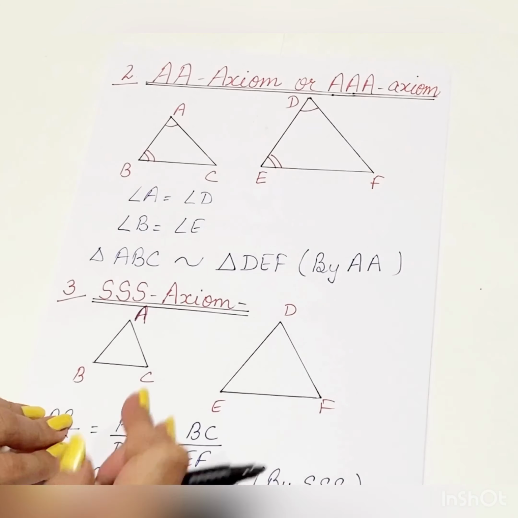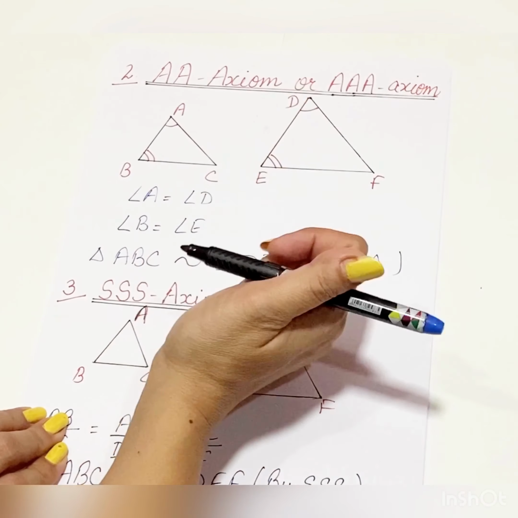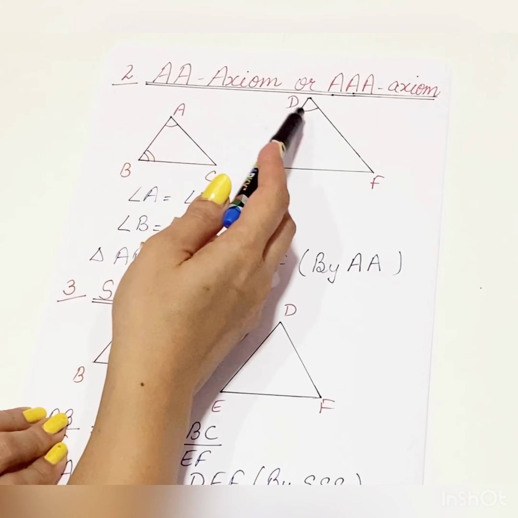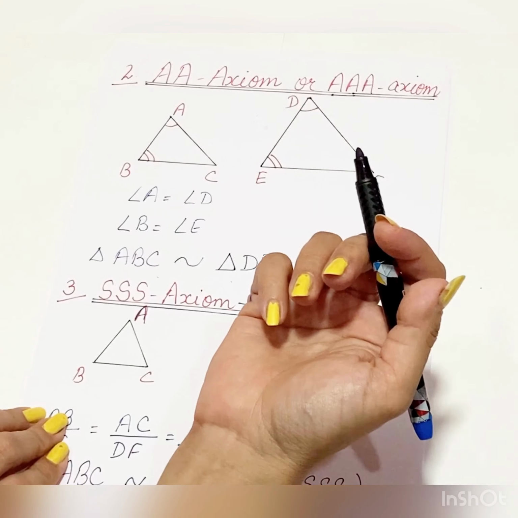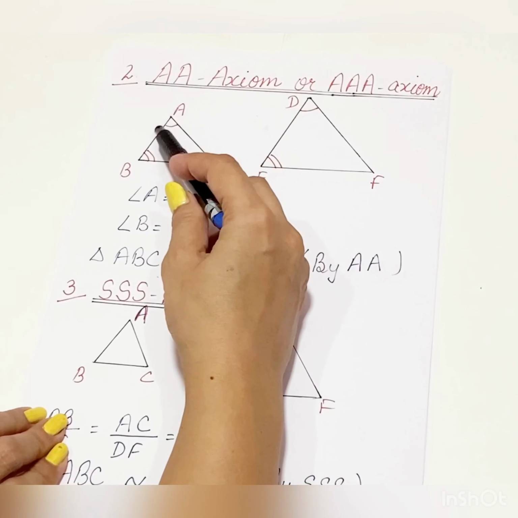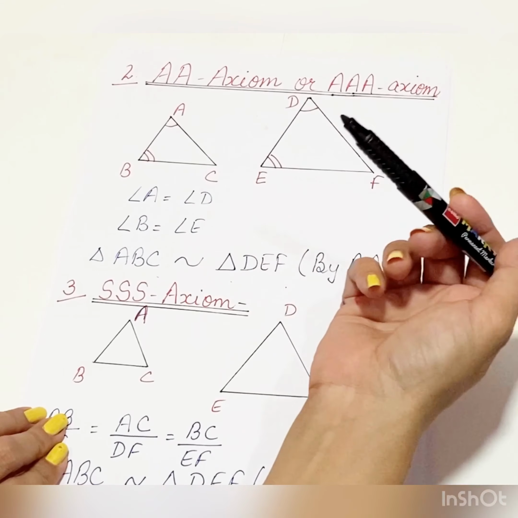Now the second one is the AA axiom, also known as triple A. What do we have in AA? As the name suggests, two corresponding angles are equal. So triangles are similar to each other, right? It's obvious that if two angles are equal, the third angle will be equal to the third angle. So two are sufficient to prove.